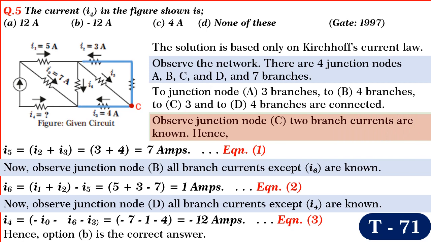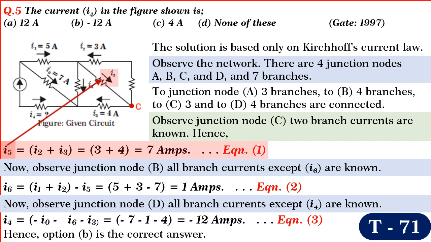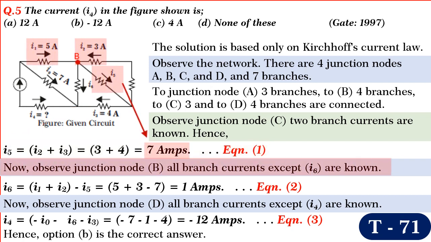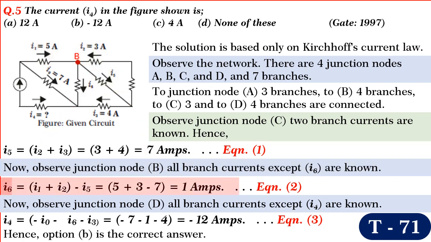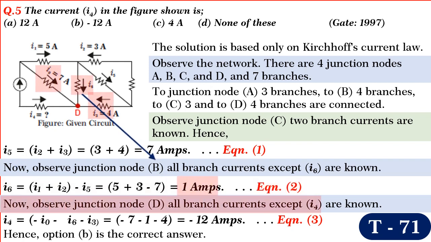Observe the junction node C, 2 branch currents are known. Hence, I5 is equal to I2 plus I3. By substituting the values, we get I5 is equal to 7 amperes as shown. Now, observe the junction node B. All branch currents except I6 are known. So, I6 is equal to I1 plus I2 minus I5. By substituting the values, we get I6 is equal to 1 ampere. Now, observe the junction node D.